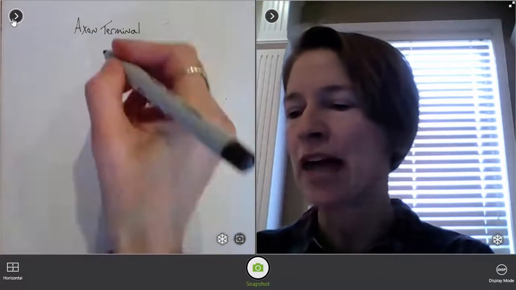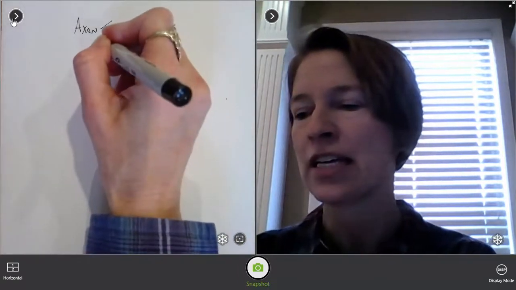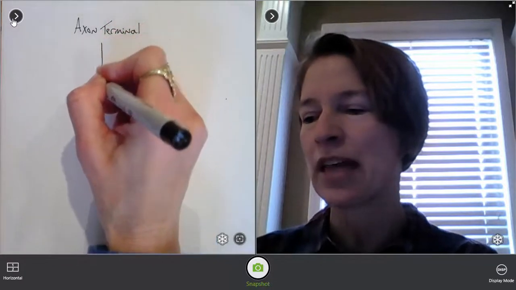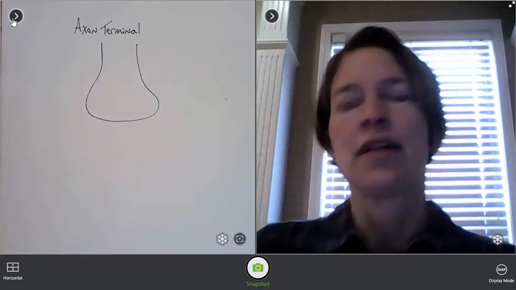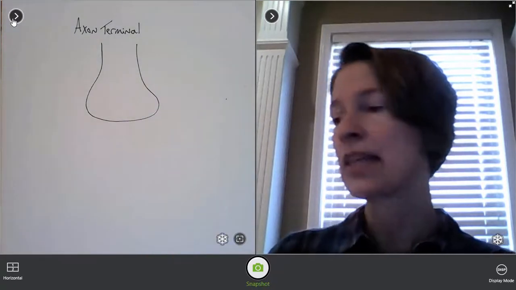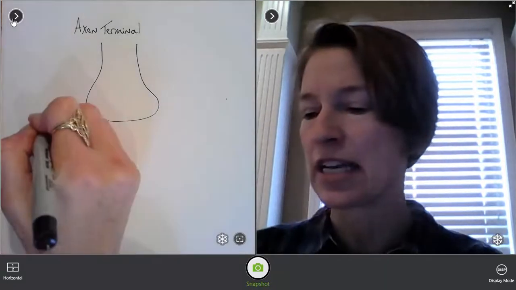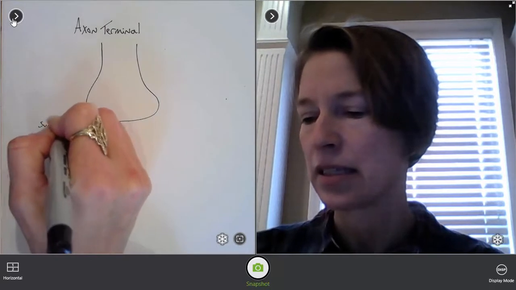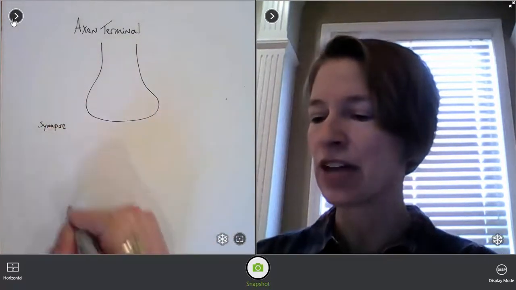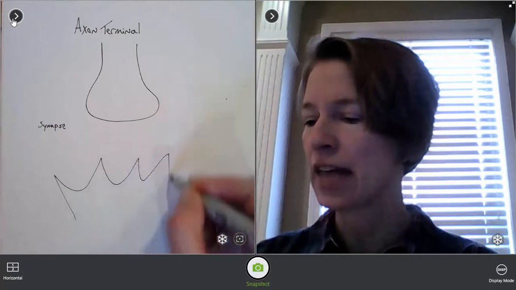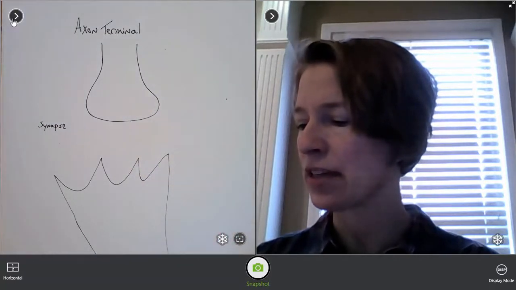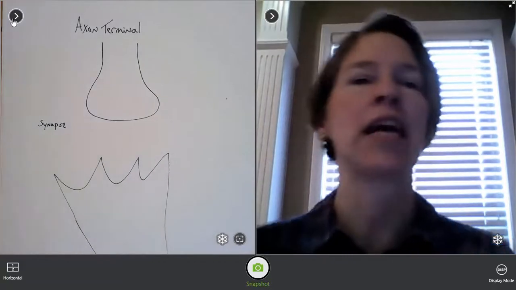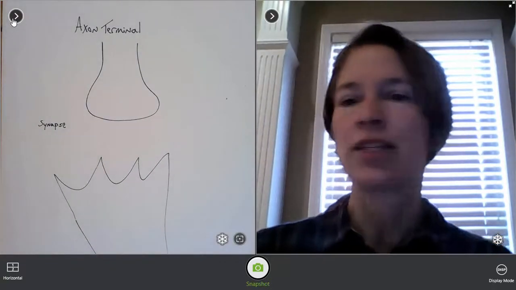Okay, so we had an action potential that took place in the Axon, and I'm kind of ignoring that. I'm going to draw the Axon terminal, the end of the Axon here. Then there will be a space called the synapse, and then there will be the dendrites of the next neuron. So I need to give you some terminology just to make sure that we're all on the same page.